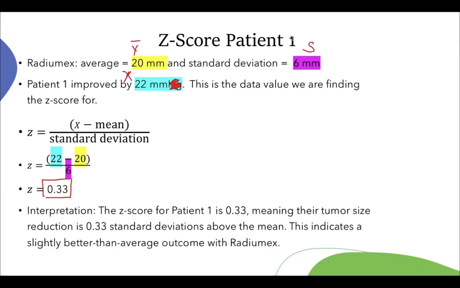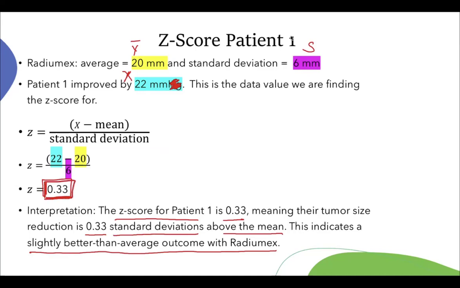So let's interpret what that means. The z-score for patient 1 was 0.33. Their tumor size reduction is 0.33 standard deviations above the mean. This indicates a slightly better than average outcome with Radiumex. So we've got an improvement, and it's slightly better than average. Let's take a look at the next patient with the other medication.